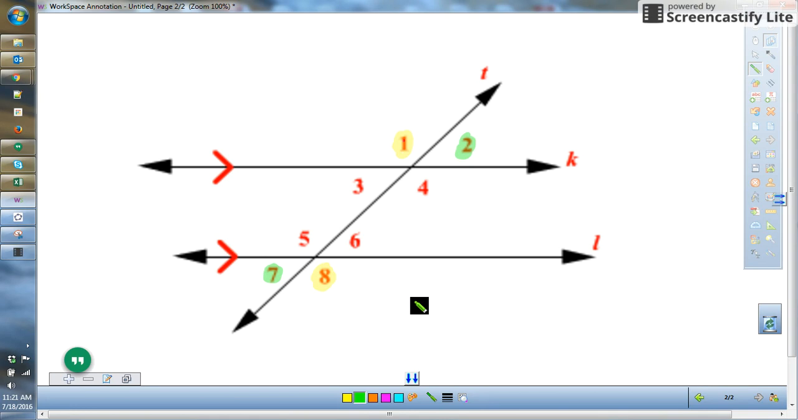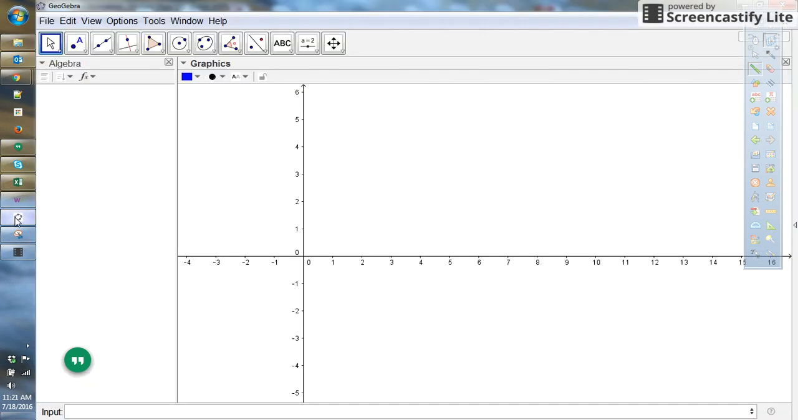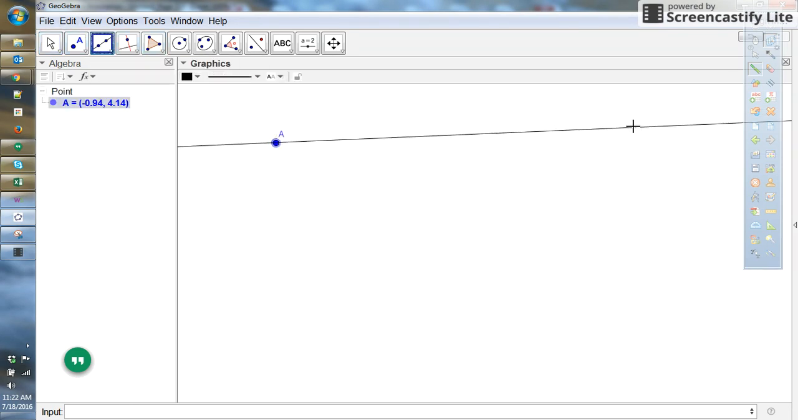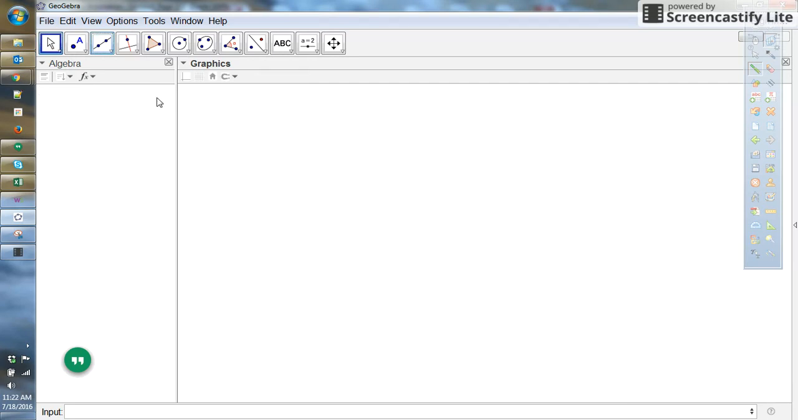So in a moment, I'm going to switch over to another tool, and I'm actually going to make this diagram for you so we can explore the angle relationships. Okay. So this tool is called GeoGebra. GeoGebra is a great tool for showing geometry concepts.